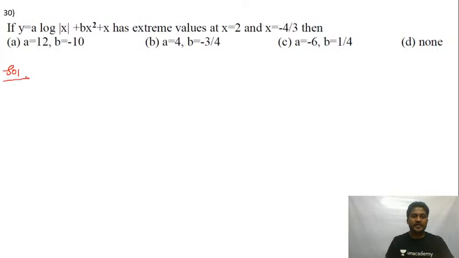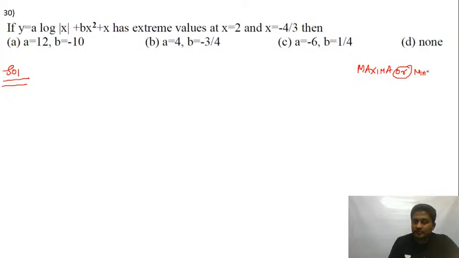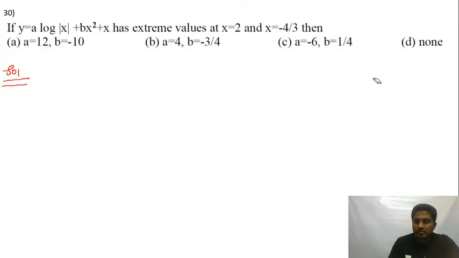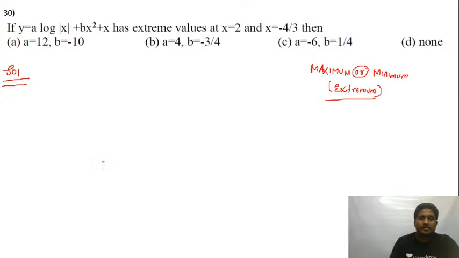y is equal to a log x plus bx square plus x has extreme values at 2 and minus 3. What do you mean by extreme values? Maximum or minimum is called extremum. Maxima or minima. Let me put across like this: what do you mean by extremum? Maximum or minimum is called extremum.